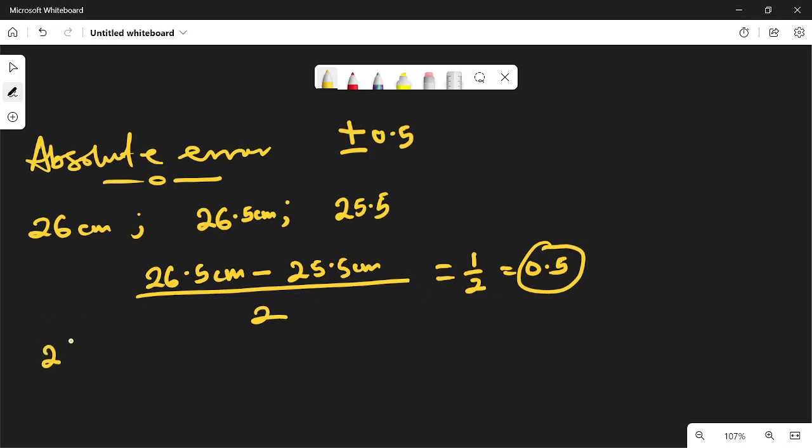Okay, what if I give you 26.0? I want to get my absolute error. If I give you 26.0, what will it become? Add 0.5 to this. 26.0 plus 0.5 will give me 26.5. Yes. 26.5. And if I subtract 0.5 from it, I will have what?